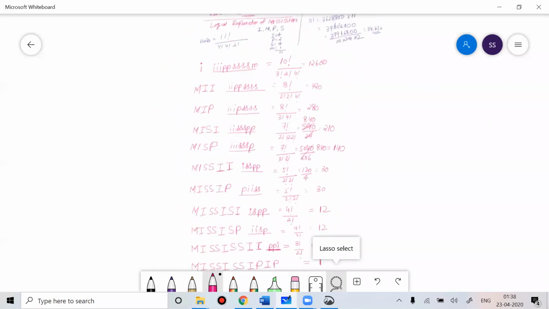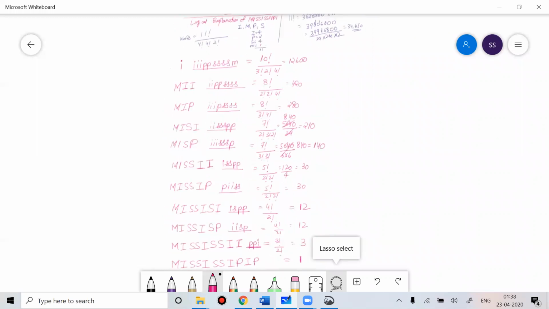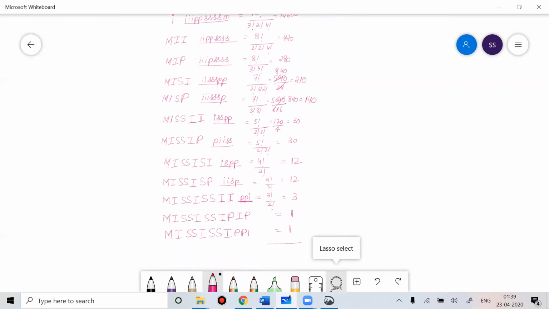It becomes very small. Even then also I'm not getting it. So you can see, such a lengthy calculation. So this is 12,600 plus 420 plus 420 plus 280 plus 210 plus 140, that is 350 plus 350 plus 60 plus 24 plus 345.